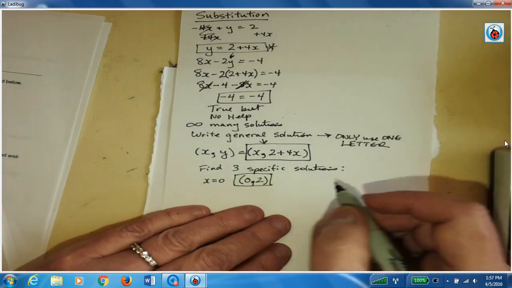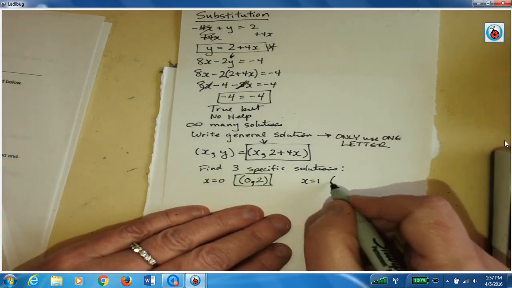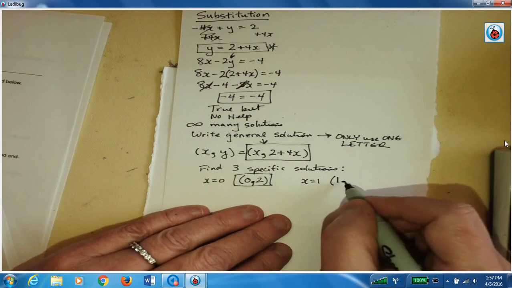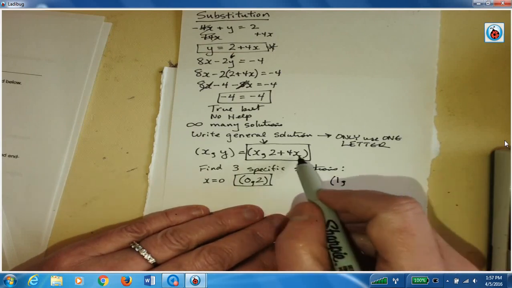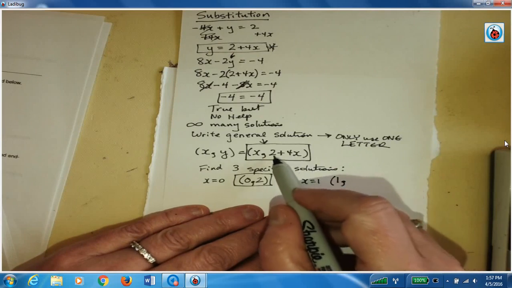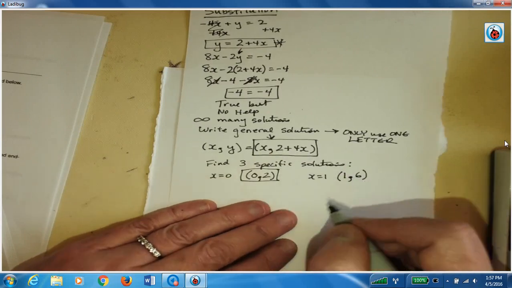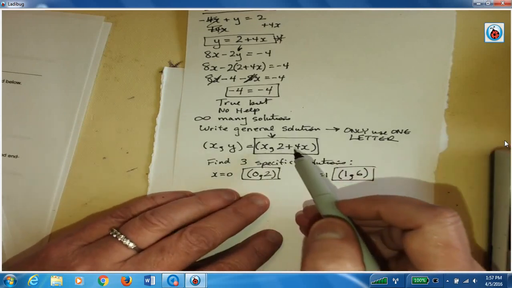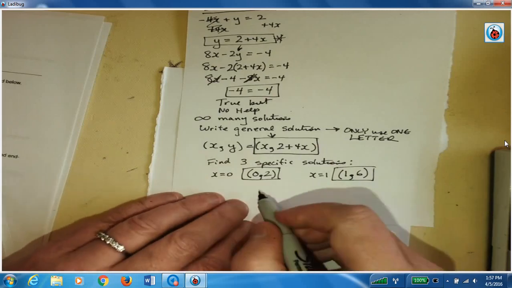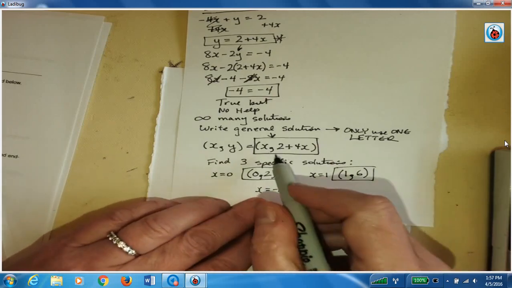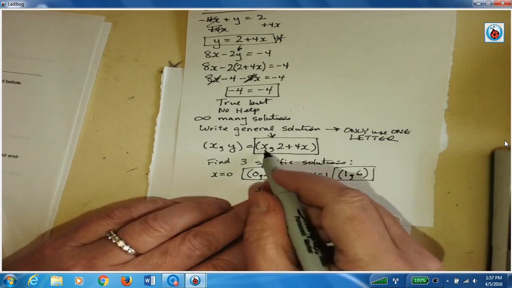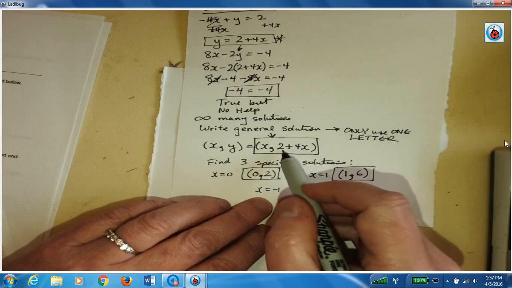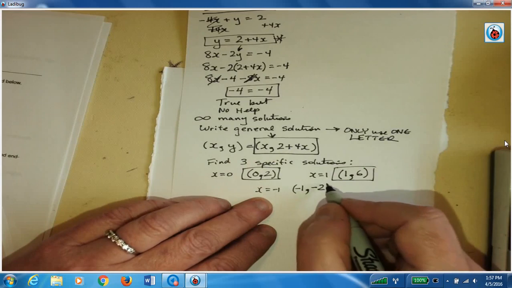Well, I said to find 3 solutions. Well, how about x equals 1? Then what point do I get? Well, the x coordinate is easy. What will the y coordinate be if x is equal to 1? It'll be 2 plus 4 times 1, which is 2 plus 4, which will be 6. That's another solution. There's infinitely many because you have infinitely many choices for x. How about if x is negative 1? What will my point be that I get? I'll have -1, comma, 2 plus 4 times -1. So 2 minus 4, or -2.